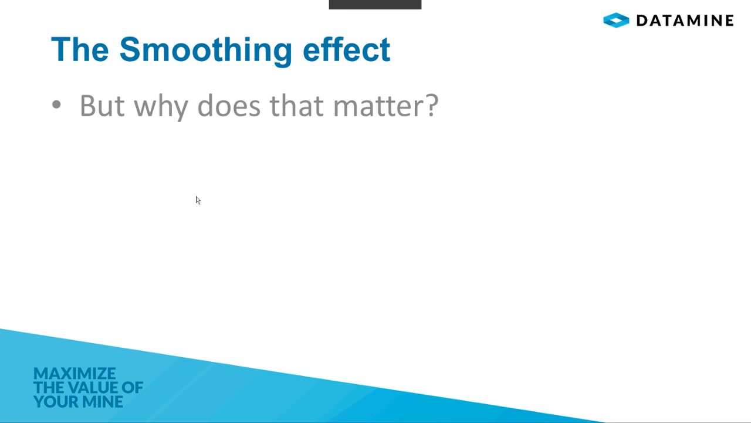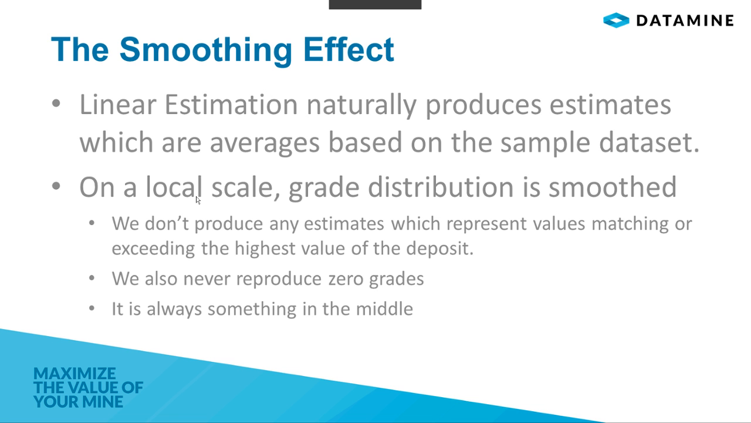So the smoothing effect, well, why does this matter? Linear estimation naturally produces estimates, averages based on sample data sets. So on a local scale, we'll always find the greatest smoothing. And even on a panel scale, we'll find the same. We don't produce any estimates which represent values matching or exceeding the highest value of the deposit. Never reproduce zero grade, always something in the middle.